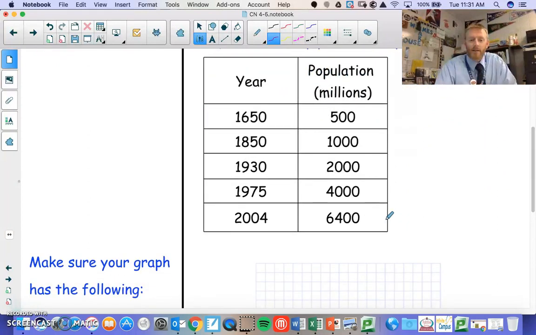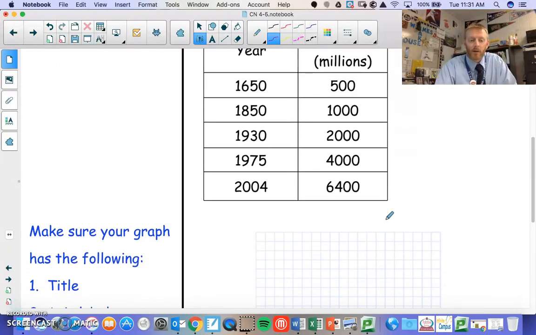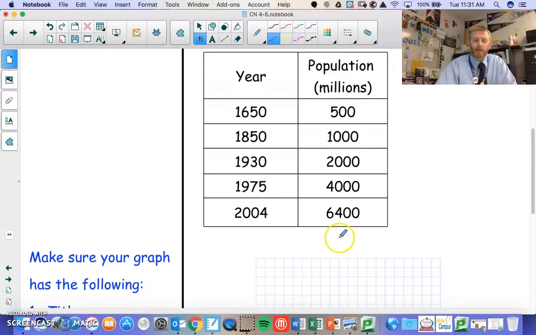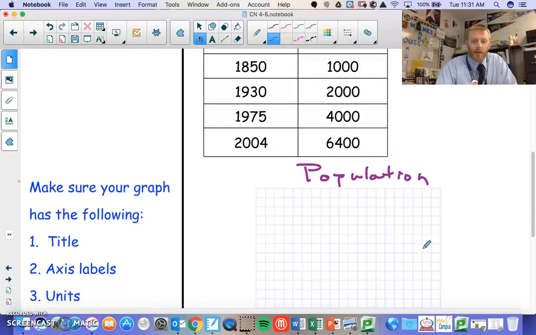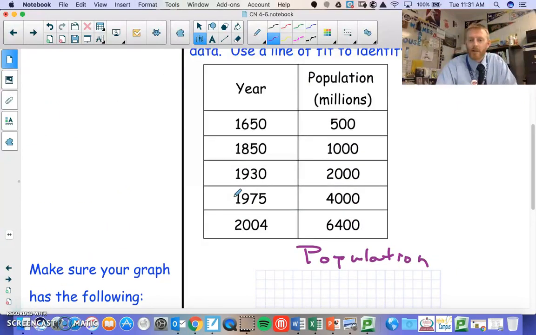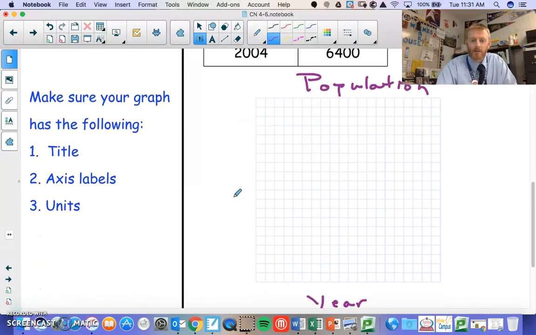So we're going to take this information and we're going to graph it. Our title is going to be the world's population. And then after that, we're going to put labels for the X and Y axis. My X axis is always time, so this will be the years. And my Y axis would be the population in millions.